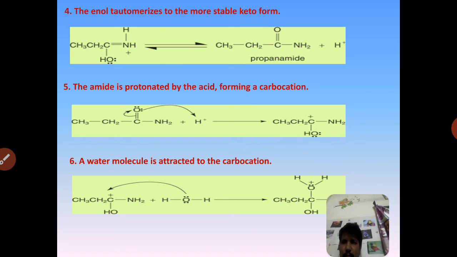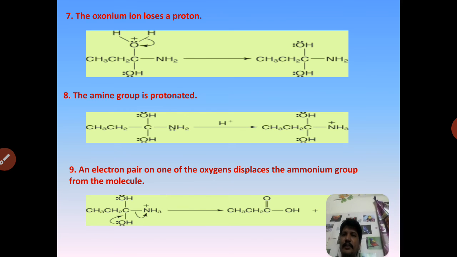In the sixth step, the water molecule is attracted to the carbocation, and in the seventh step, the oxonium ion loses a proton. In the next step, that is the eighth step, the amine group is protonated. In the next step, an electron pair on one of the oxygens displaces the ammonia group from the molecule and it forms a carboxylic acid.